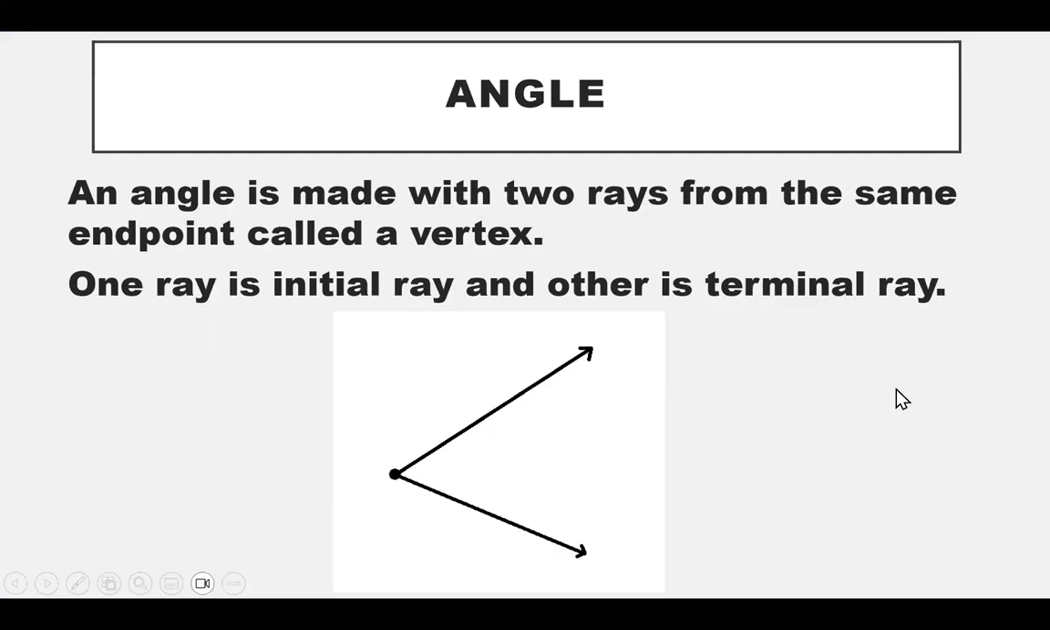So, an angle is made with two rays from the same endpoint called a vertex. One of the rays we're going to call the initial ray, and the other ray we're going to call the terminal ray. So we have two rays from the same endpoint. One is our initial ray, and one is the terminal ray.